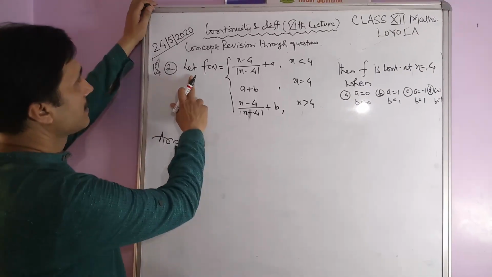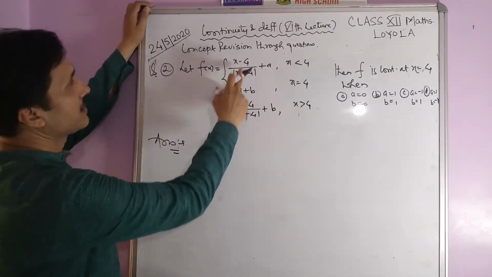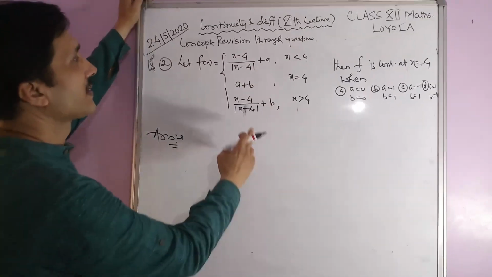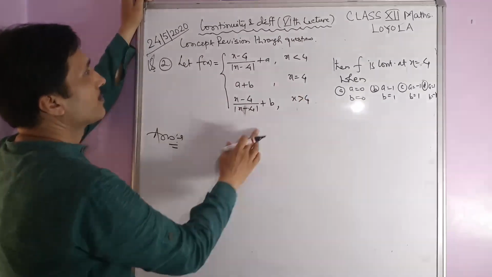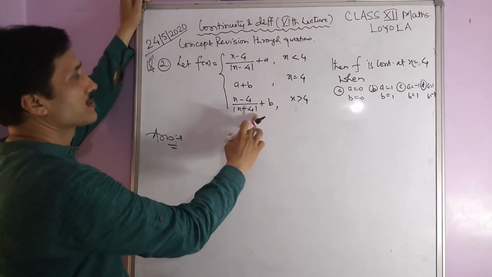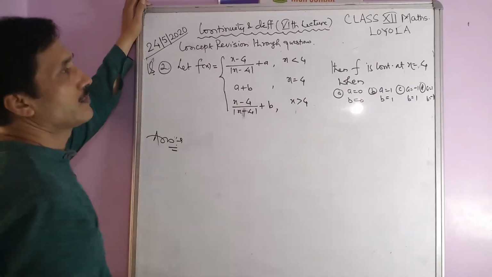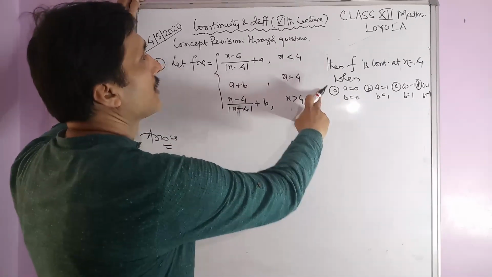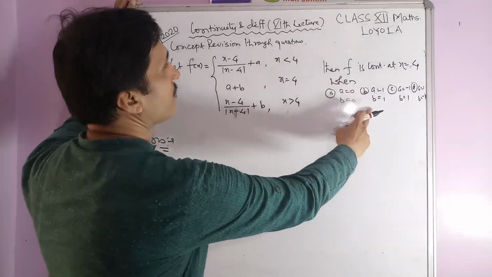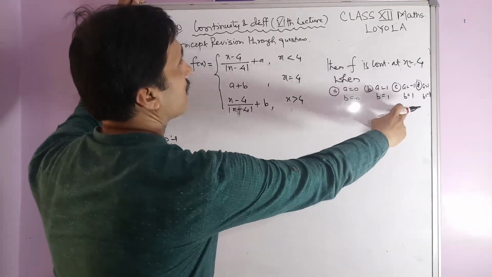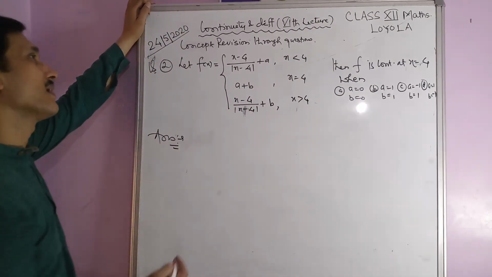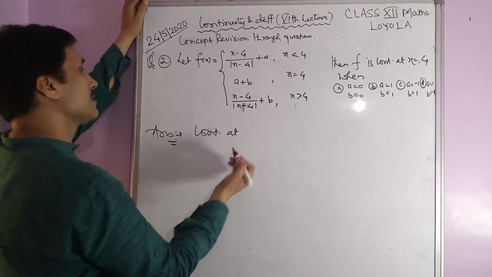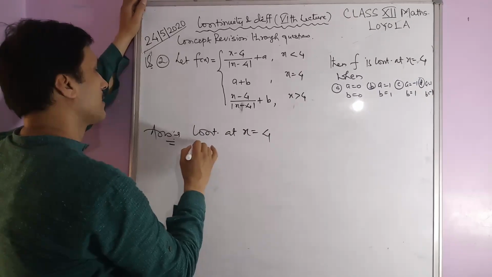Next one is: let f(x) = (x − 4)/|x − 4| + a for x less than 4, a + b when x equal to 4, and (x − 4)/|x − 4| + b for x greater than 4. Then f is continuous at x equal to 4 when: a=0, b=0; a=1, b=1; a=−1, b=1; a=1, b=−1. Here, f is continuous at x equal to 4.